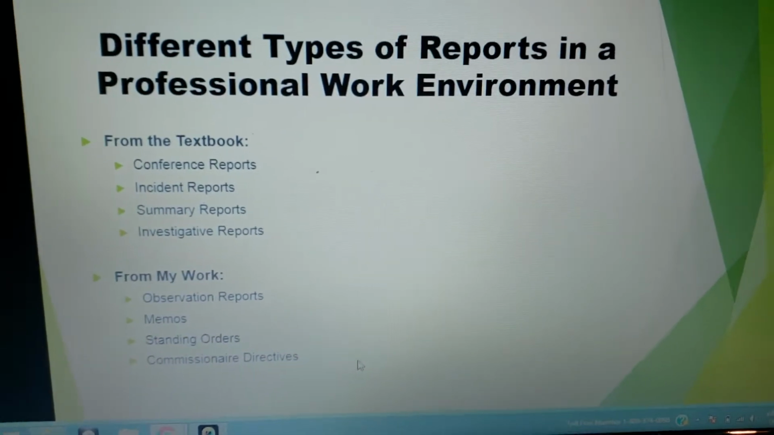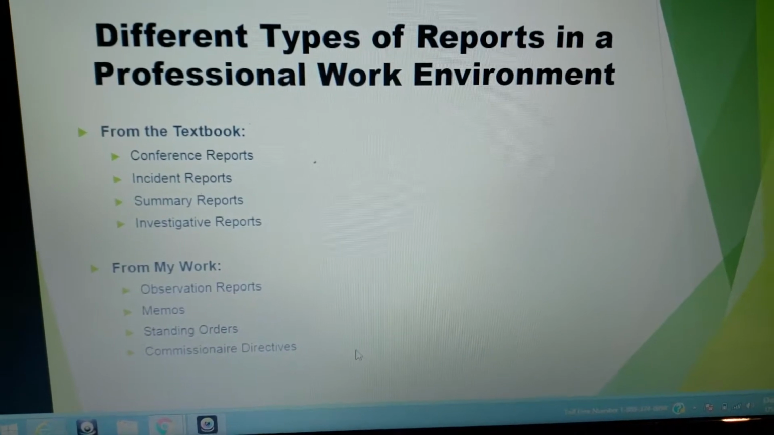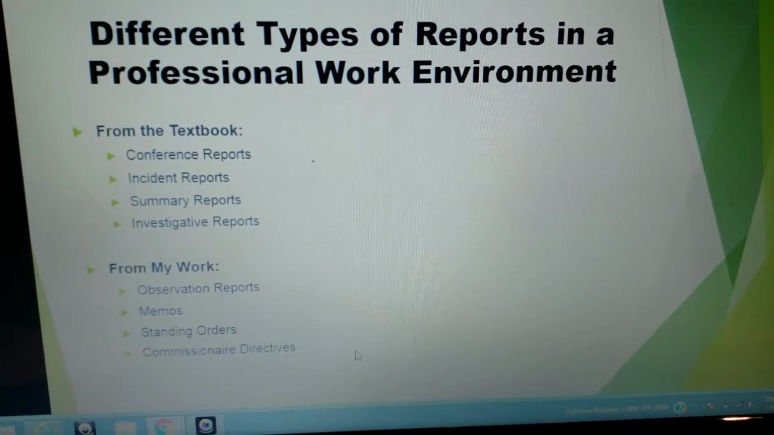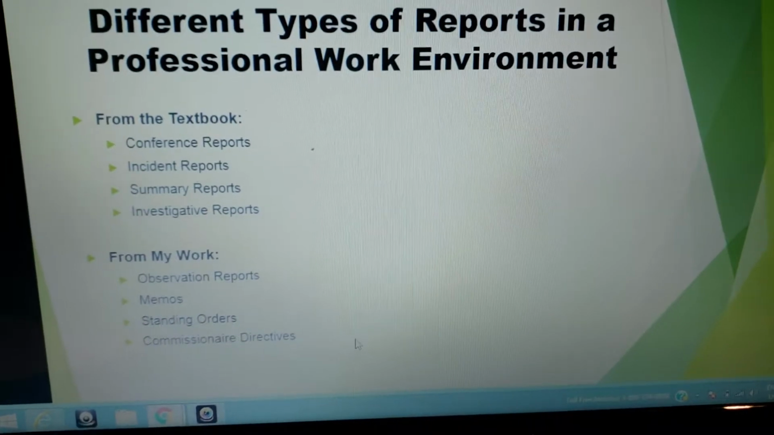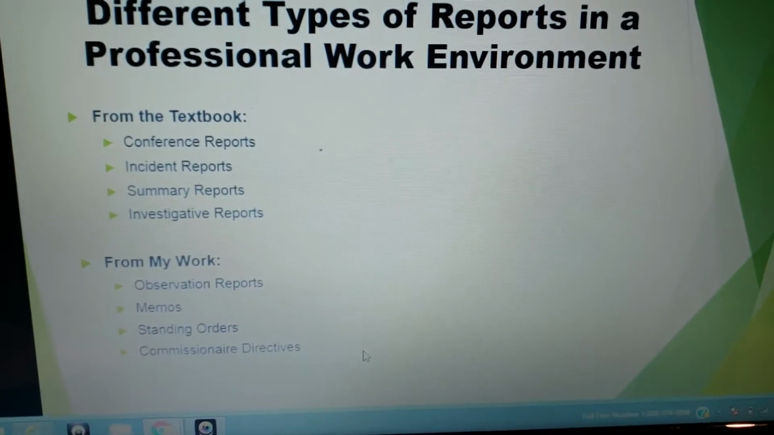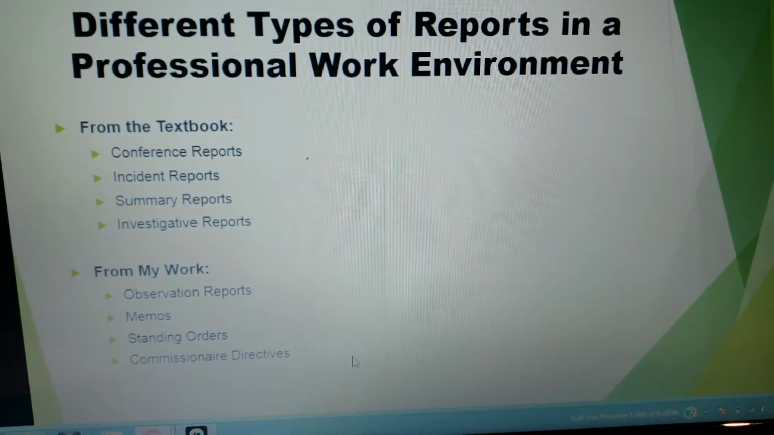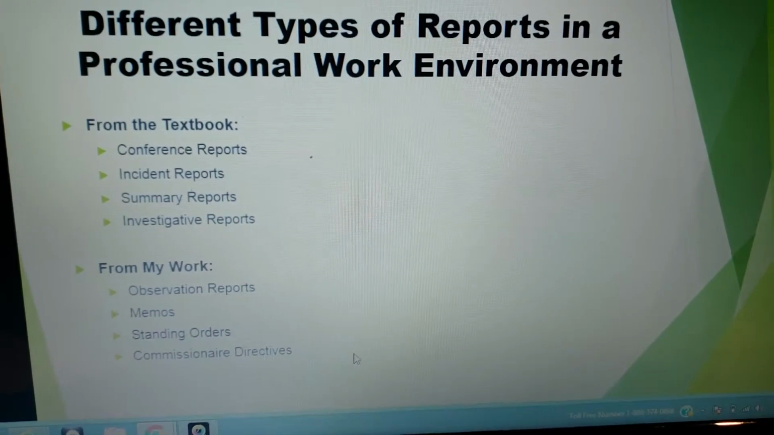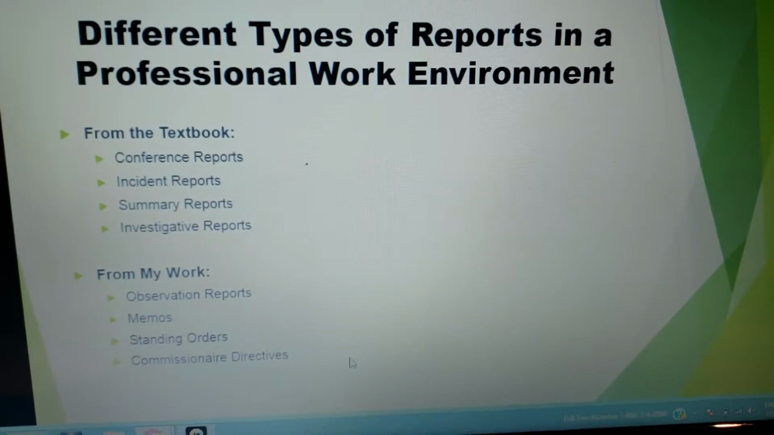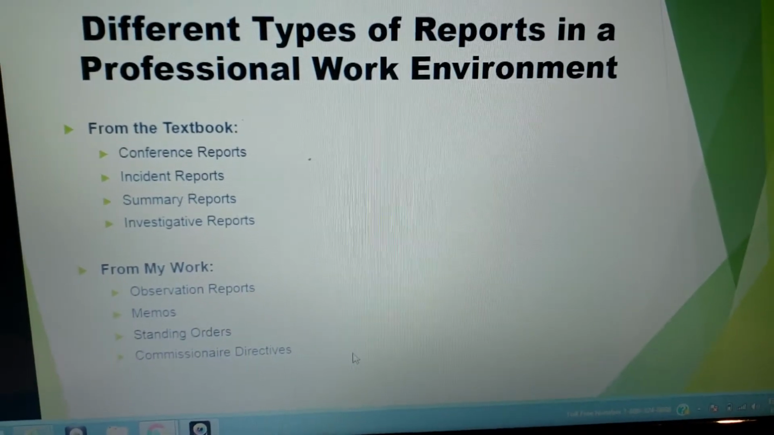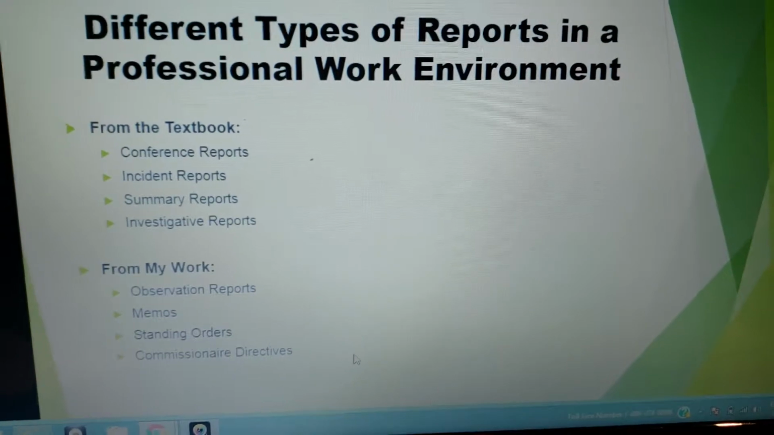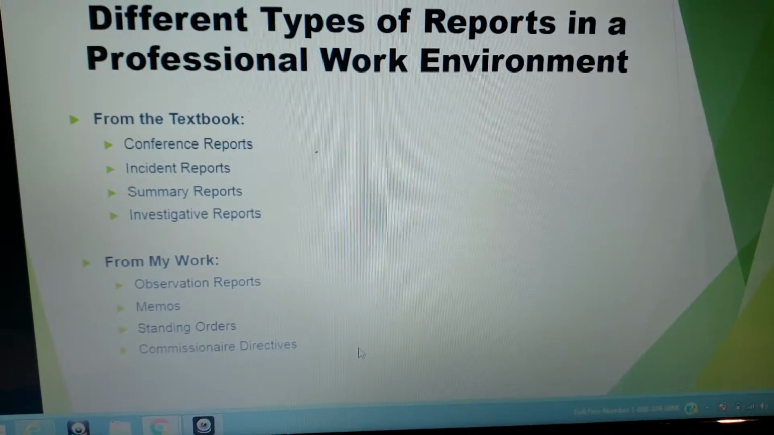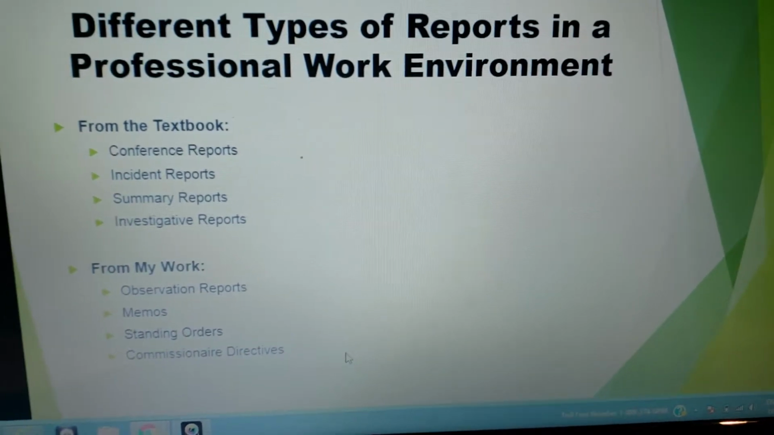There are different types of reports that you can use in a professional work environment, and I'm going to use some examples from the textbook and examples from my place of work, which is a prison. The textbook describes different types of reports that would be used in a work environment, which include conference reports, incident reports, summary reports, and investigative reports. And for my work, I have used or read some of these reports: observation reports, memos, standing orders, and commissioner directives. So what are each of these reports?